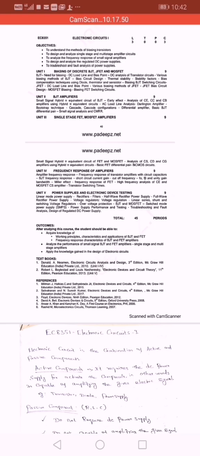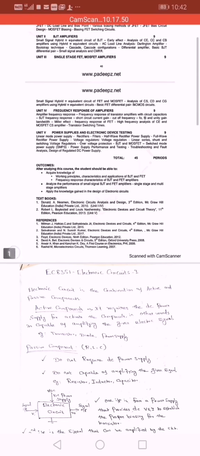And the last unit is power supplies and electronic device testing. In that unit we have to identify and analyze the regulated DC power supply. If we need to design any electronic circuit, the first requirement is a power supply. So what are the types of power supply and how does it work? All these topics are going to be studied in the fifth unit. So this is the overall introduction to the electronic circuits 1 subject. Now let's go to the subject.